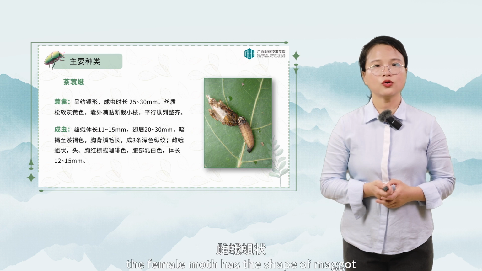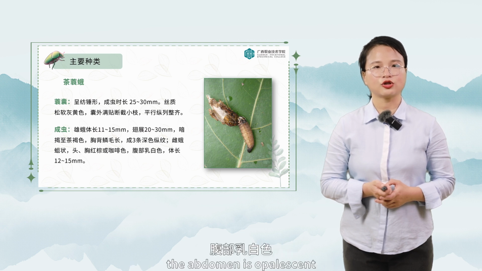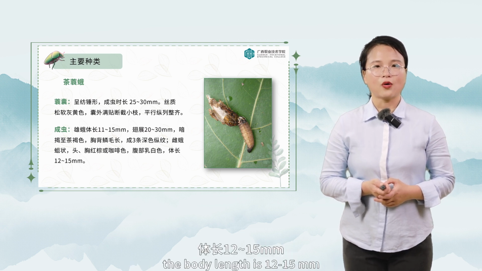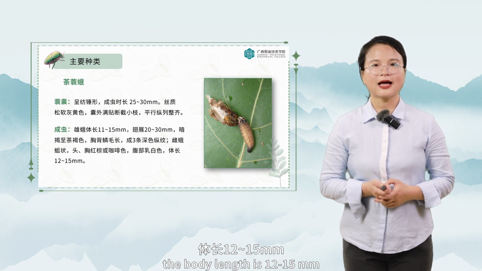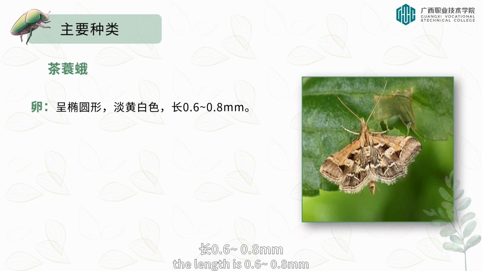The female moth has the shape of a maggot. The head and chest are red-brown or brown. The abdomen is opalescent. The body length is 12 to 15 millimeters. The eggs are oval and yellowish white. The length is 0.6 to 0.8 millimeters.